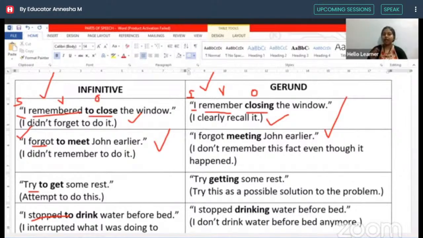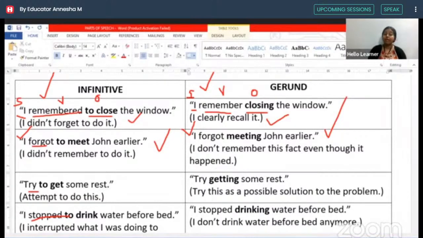बट जो सेकंड सेंटेंस है, आई फॉरगॉट मीटिंग जॉन अर्लियर, इसमें मीटिंग हुआ है, इसमें मैं जॉन से मिल चुकी हूँ, पर जो हमारी मुलाकात थी वो मैं भूल गई. जो हमारी मुलाकात थी उसके बारे में मैं भूल गई. That is what this sentence is trying to say. I forgot meeting John earlier. This is the meaning when we are using a gerund. Is this clear, guys? Difference समझ में आ रहा है between infinitive and gerund? कोई doubts है? बताइए. Any questions?